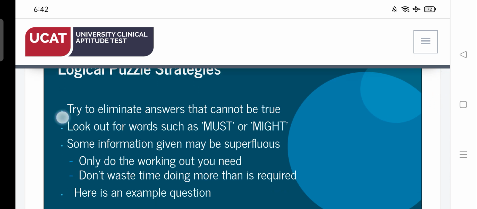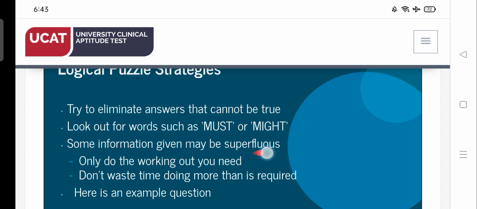Next, we have: try to eliminate answers that cannot be true. Rather than trying to solve for the ones that could be true, you can try to eliminate the ones that cannot be true, where there is no possibility that they could be true. You can eliminate those answers first. Look out for words such as must or might. So there will be use of must and might in these types of questions. You have to look out for these words and what they are used for.